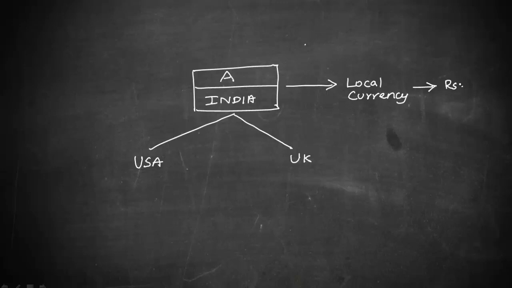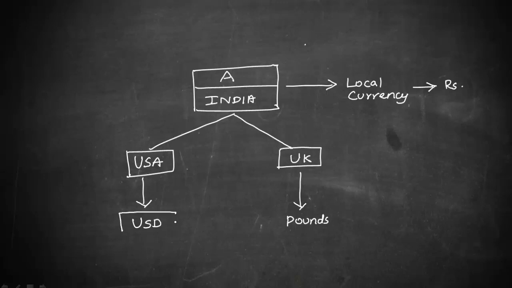But it also has customers in USA and in UK. So when it sells its product to customers in USA, it has to sell in US dollars, and when it sells to its customers in UK, it has to sell in pounds. The customers in USA would be paying only in US dollars, not in rupees. Similarly, the customers in UK would be paying only in pounds, not in rupees. But the local currency of company A is rupees. So now this company is exposed to foreign exchange transactions.